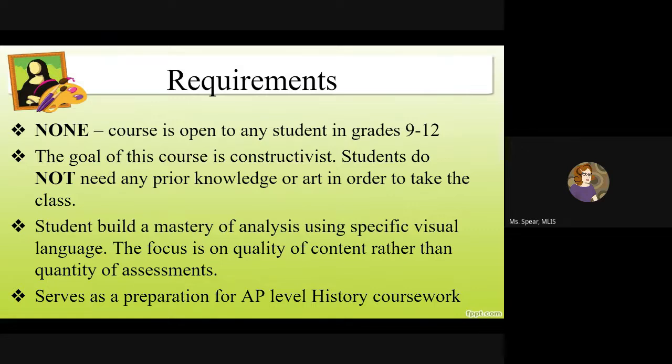The course is also a preparation for AP level history coursework. So for those students in the class right now who are ninth graders, when they leave the AP Art History class, many of them will make the decision to go into the AP European History course or the AP World History course. And much of the curriculum, especially information regarding historical events, what's taught in the AP Art History course will often be revisited in the AP level history courses.